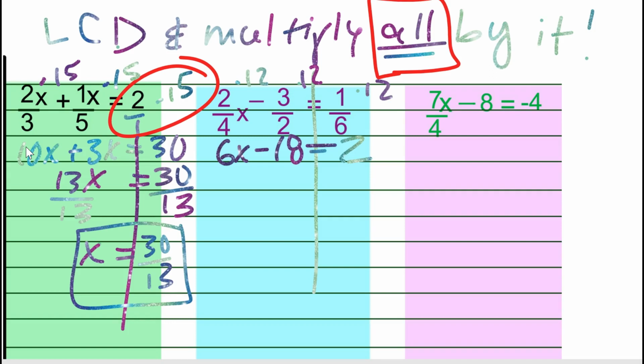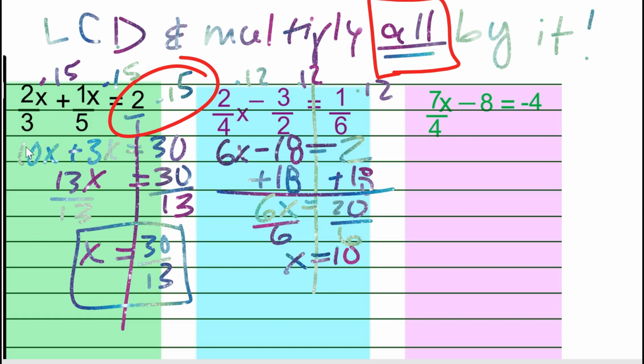All right. And now we just do this simple two-step equation. Add 18, add 18. 6x is equal to 20. Divide by 6, divide by 6. X is equal to, we have to simplify that, divide both of these by 2. And we end up getting 10/3. All right, so everyone, notice we do this when we have more than one fraction in the problem.